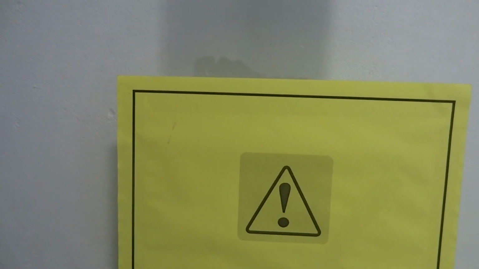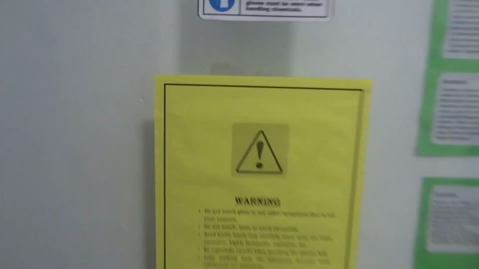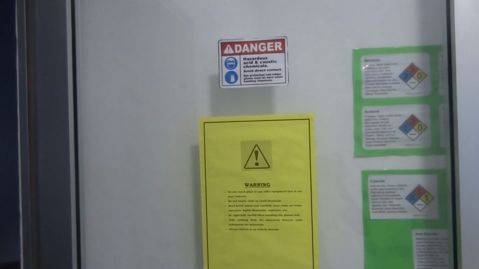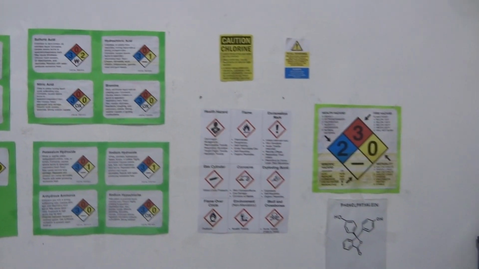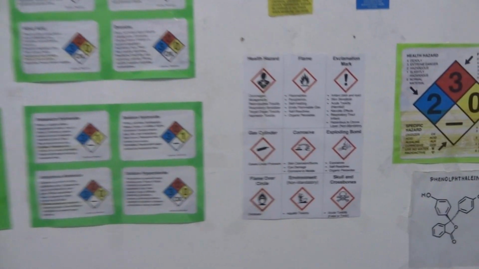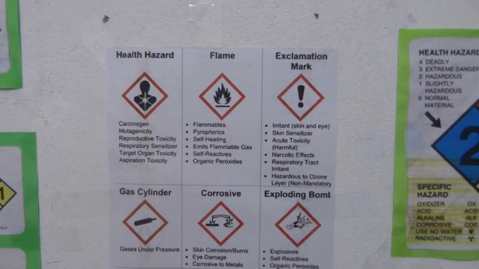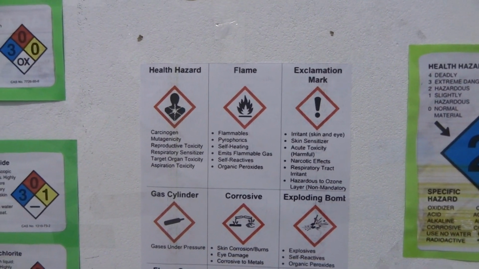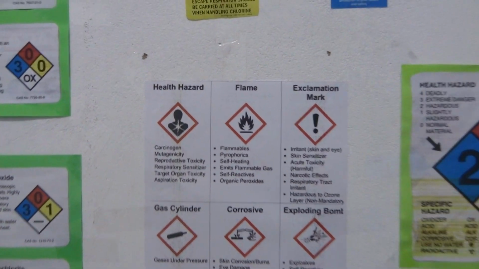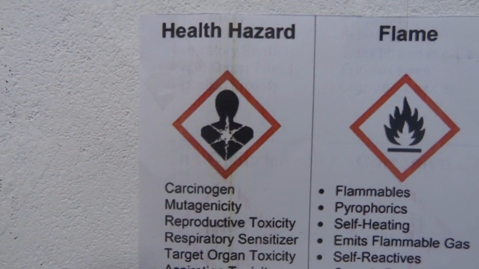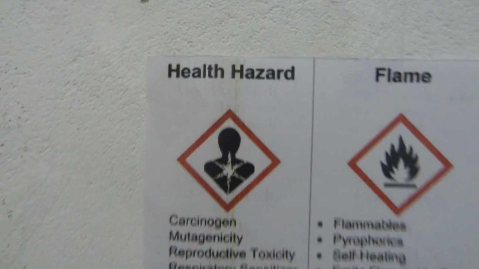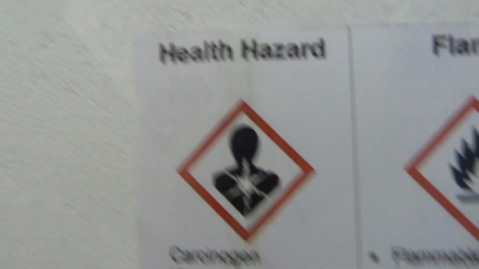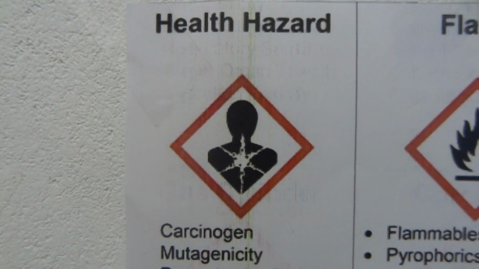Almost every lab should have a warning on their door like this, and probably some more warnings on chemicals on the walls like you see here. This chart right here shows the hazardous symbols of chemicals. This shows the carcinogenic hazard or health hazard. This shows a human with a cross-like structure on their throat.